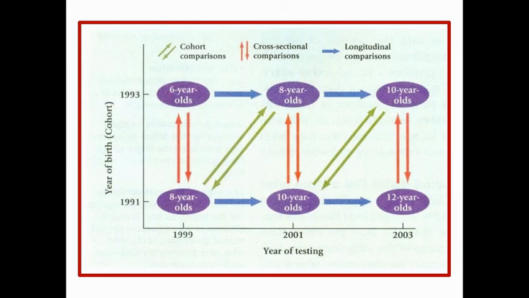So here's another way of looking at it. Okay, your cohort comparison. So here you are, 1991, 1993, 1999, 2000, 2001. 8-year-olds to 10-year-olds to 12-year-olds, 6-year-olds to 8-year-olds to 10-year-olds. So you're looking at two different cohorts of when they were born, and then over time you're going to compare the 91s when they were 8 to the 93s when they were 8, the 91s when they were 10 to the 93s when they were 10. Okay, and you're following both of them over the whole time.